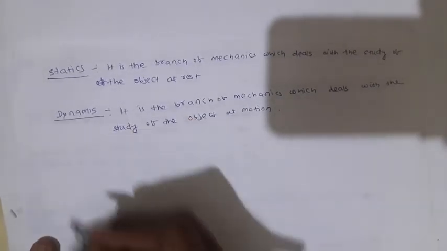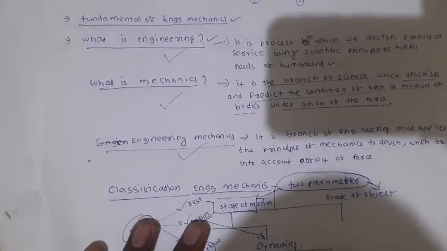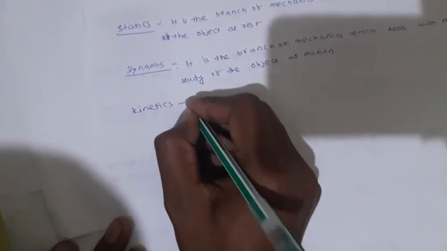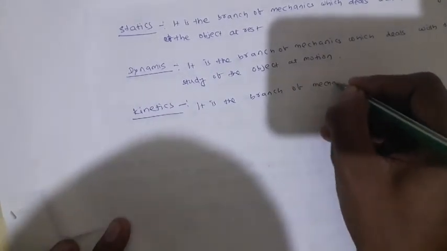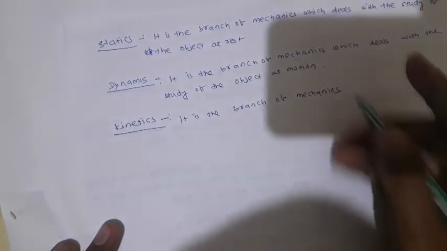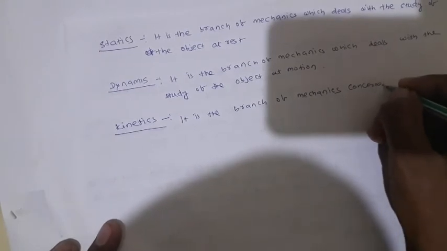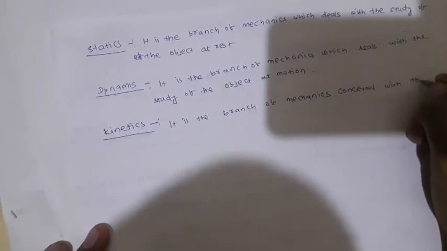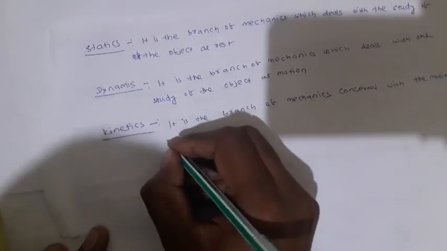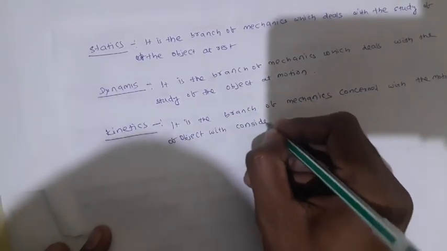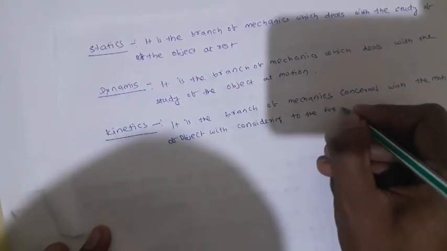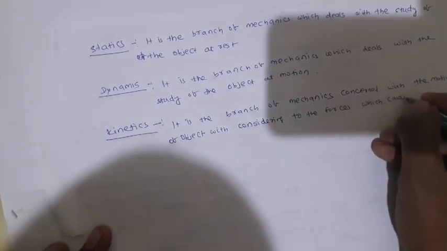Then as we know, dynamics is further divided into two types. Here we mentioned that one is kinetics and another is kinematics. So what is kinetics? Kinetics is the branch of mechanics concerned with the motion of objects considering the forces which cause it.